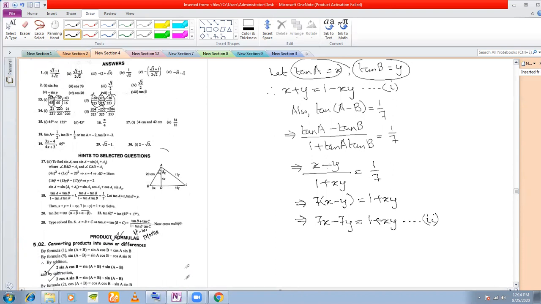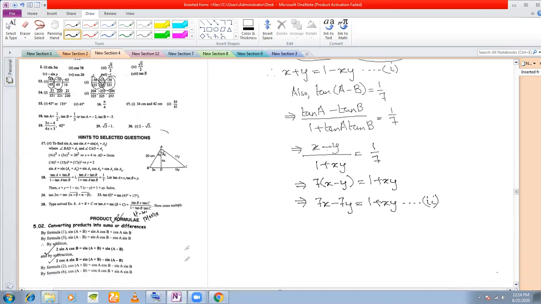Okay. Now with the help of these two equations, we want to solve these two equations in order to find x and y. Okay. So how will you solve these two equations? You add the two equations first. x plus y is equal to 1 minus xy, and 7x minus 7y is equal to 1 plus xy. Why are we adding? Because we see I have a 1 minus xy here, I have a 1 plus xy here. So what will happen is, if I add the two equations, then this will cancel.